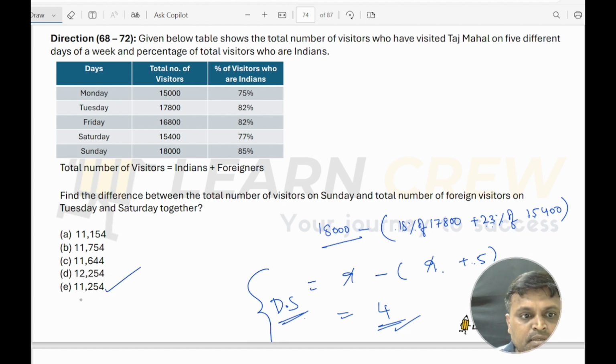This option: 5 plus 4, 9, cancel. 2 plus 1 plus 1, 4. The digital sum is matching. I am not calculating regular percentage values to find the answer. I am just finding it with the help of digital sum. That is how I am using my technique.